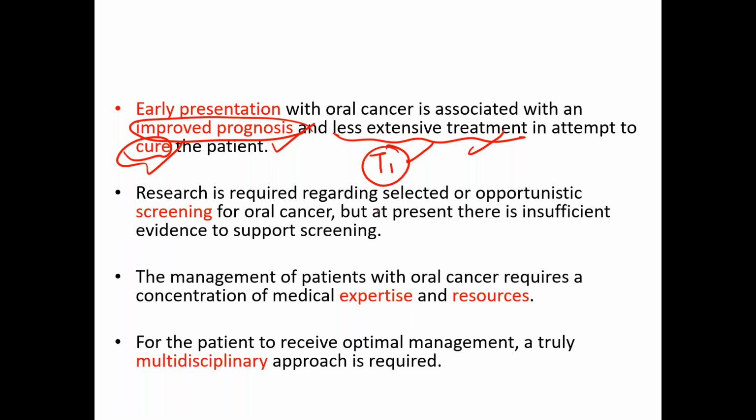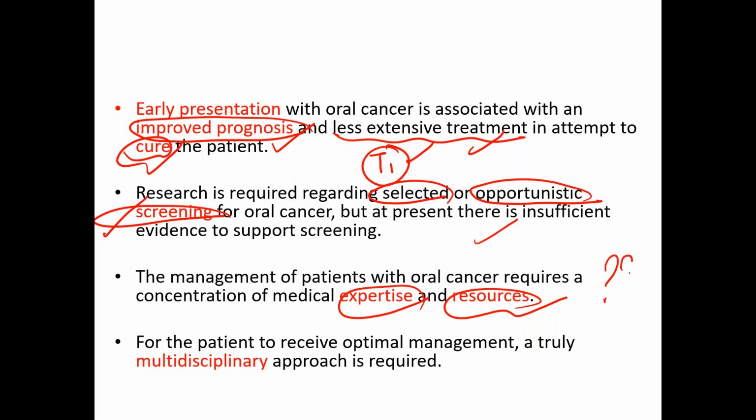Research is required regarding selected opportunistic screening. You need to go for opportunistic screening. Screening is very important, as you do in breast cancer. There are some salivary tests, of course, which are not stratified correctly right now. So you need to improve the expertise and resources, and plan properly for the future so that you can screen patients well, with early diagnosis and prompt treatment.